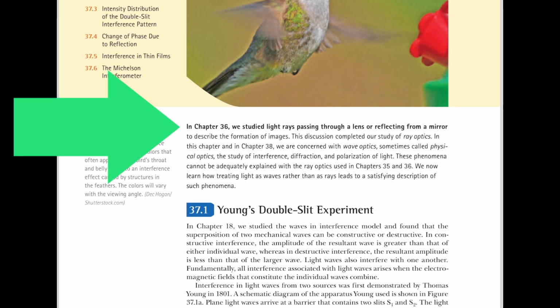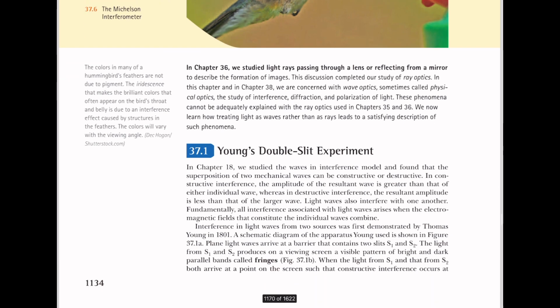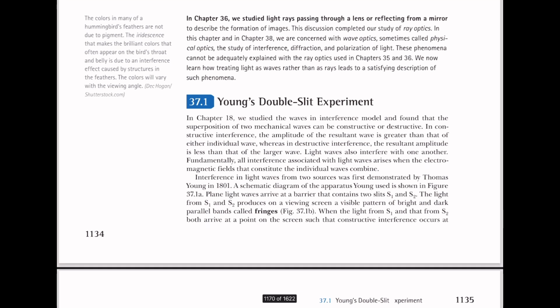Okay, in chapter 36, we studied light rays passing through a lens or reflecting from a mirror to describe the formation of images. This discussion completed our study of ray optics. In this chapter and in chapter 38, the next chapter, we are concerned with wave optics, sometimes called physical optics, the study of interference, diffraction, and polarization of light. These phenomena cannot be adequately explained with the ray optics used in chapters 35 and 36. Very interesting. We now learn how to treat light as waves rather than as rays. This leads to a satisfying description of such phenomena. Okay, interesting. Let's dive into 37.1, Young's double slit.